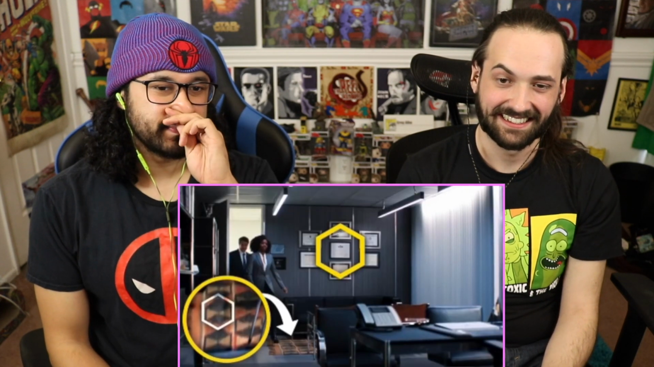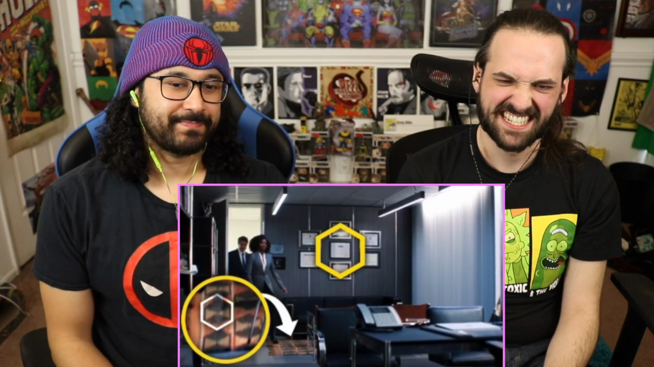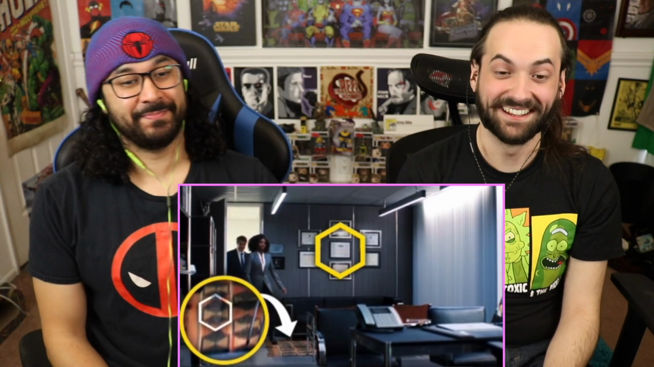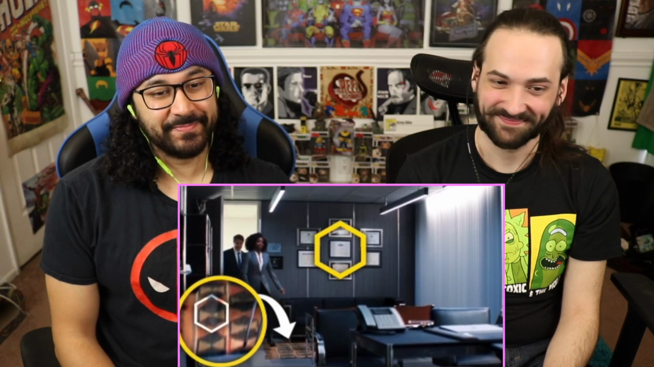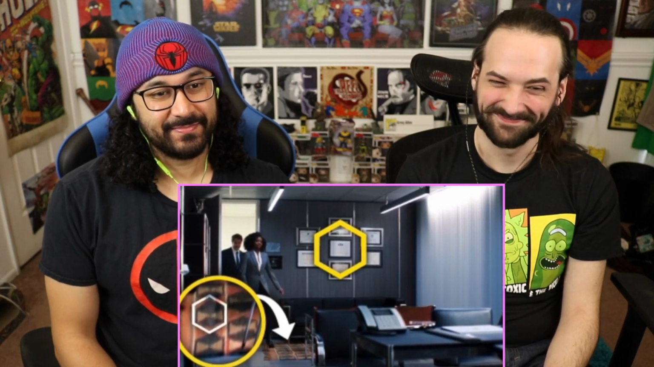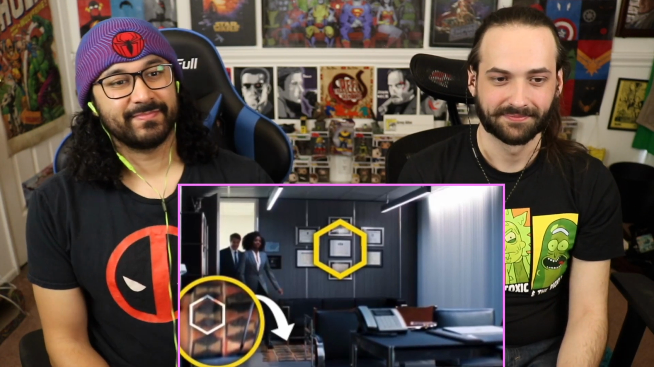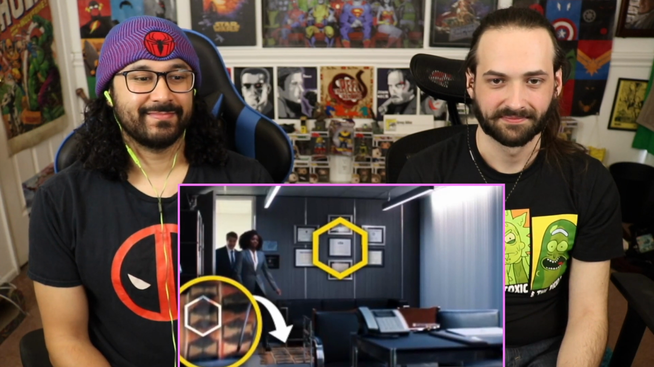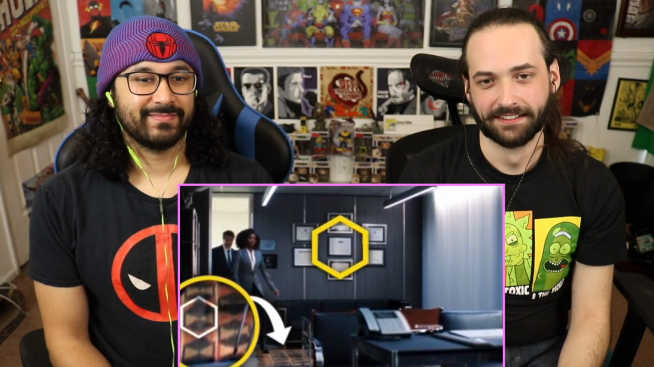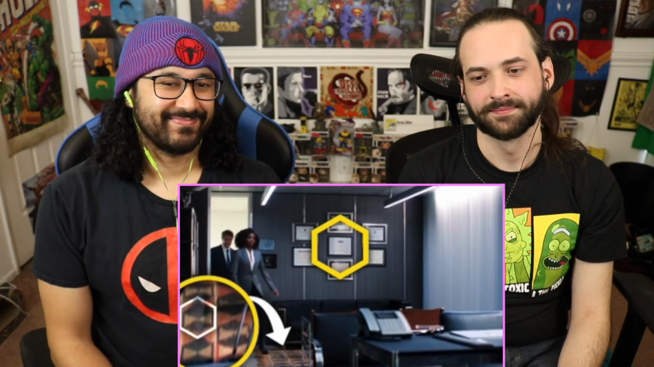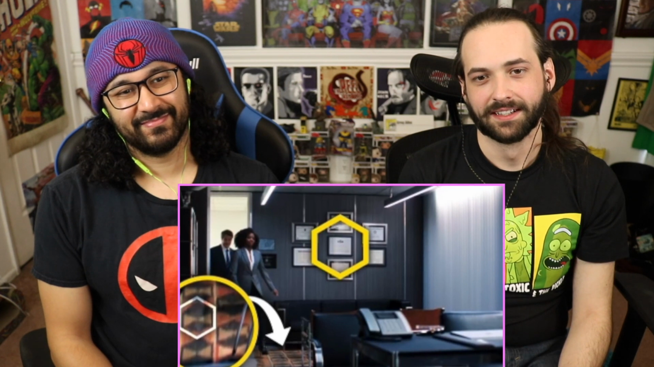Some people have pointed out that his pictures are lined up like a hexagon. Some people have also pointed out that his carpet has hexagons on it as well. Now, if there is truly a connection here, this is very, very interesting, because that would mean there are hexagons within this bubble reality that Wanda and Vision are in, and the outside world. But not just in the outside real world, in someone's office who has a lot of power.